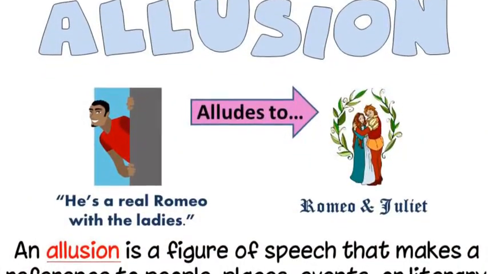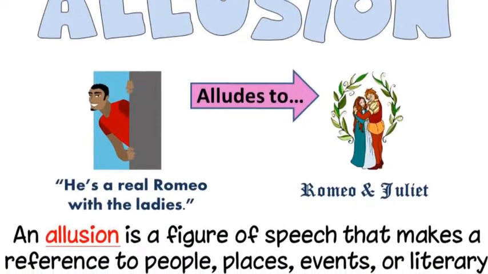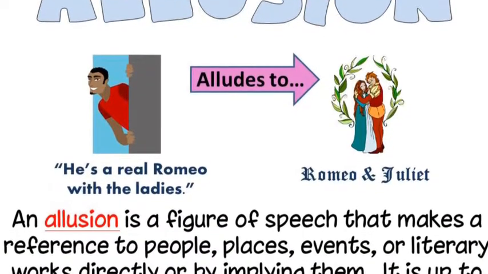Allusion. An allusion is a figure of speech that makes a reference to people, places, events, or literary works directly or by implying them.